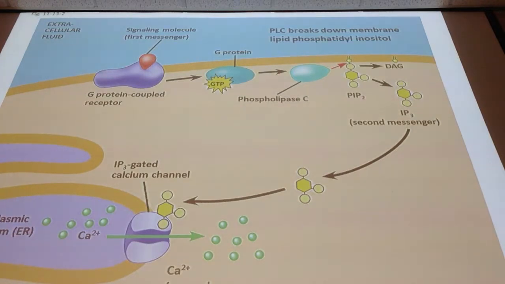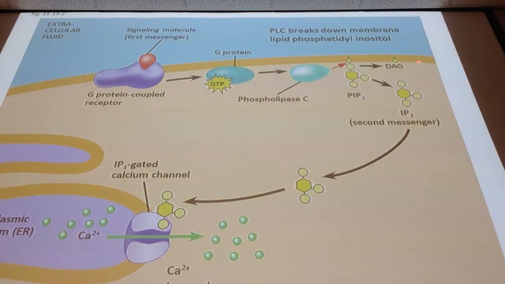It breaks it into DAG, or diacylglycerol, right? And then the other piece is IP3, which is inositol triphosphate, or bis-inositol phosphate. Never mind, just different names for it. Organic chemistry drives me nuts.